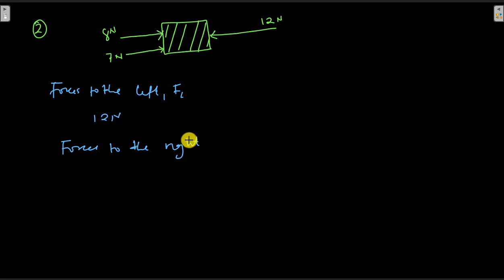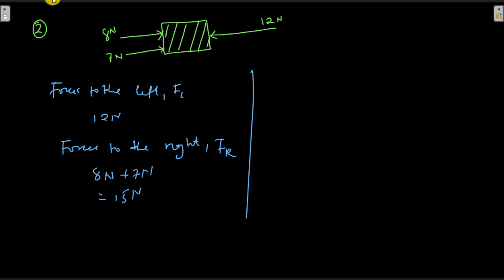Then let's look at the forces to the right. We have 2 forces, 7 newtons and 8 newtons. So there we go, 8 newtons plus 7 newtons. And that's going to be 15 newtons. Okay, this is a force to the right.